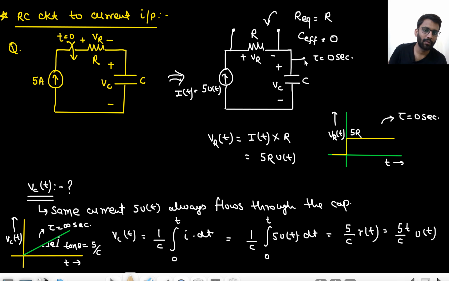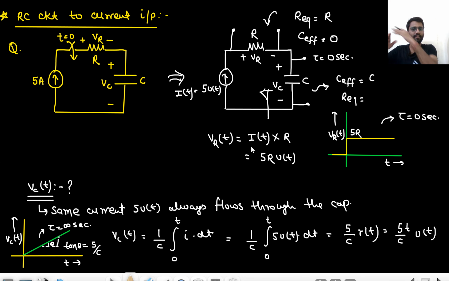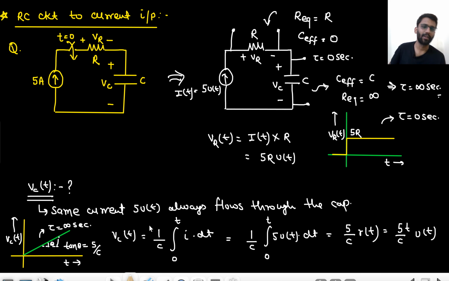And if you are taking your output from here, what is your C effective? C effective is C. What is your R equivalent? Tell me what is your R equivalent. From here you will see the current source is open circuited, that means you will see infinite impedance. So what is your time constant? That is infinite seconds. Are you getting my point? Also by waveform you can see it is never going to stabilize.